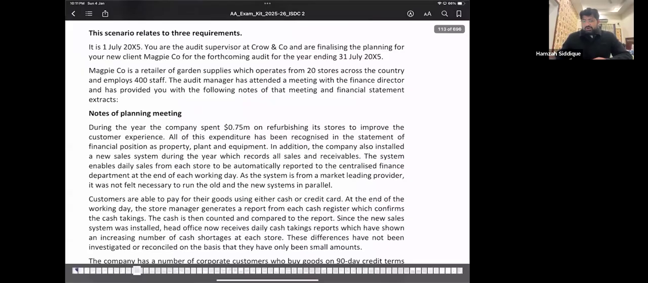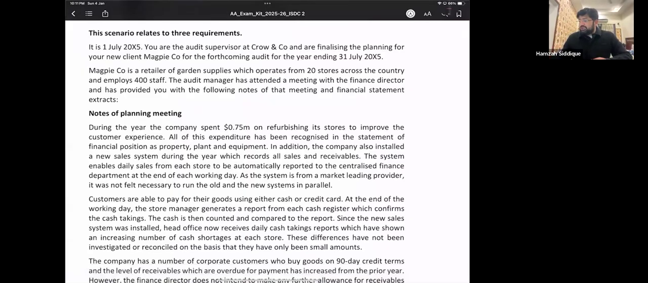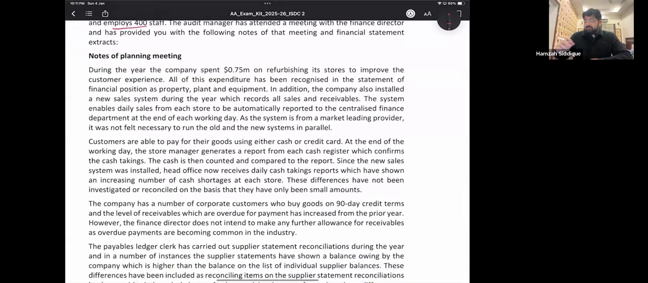It is 1st July 20x5 and you are the audit supervisor at Crow & Company, finalizing the planning of a new audit client, Magpie Company, a retailer of garden supplies which operates from 20 stores across the country and employs 400 staff members. Inventory count may be a problem, but we will see with the information available.